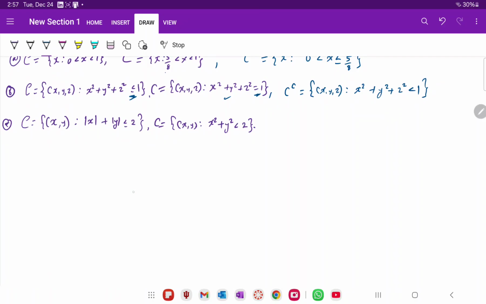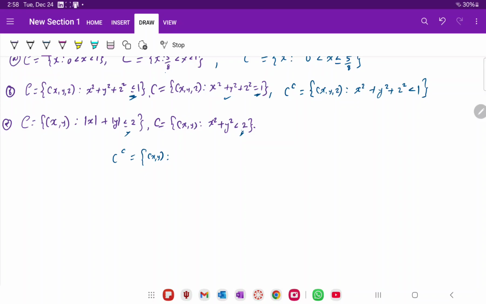Okay, so if we check the last one, we have something like this: a disc with a center at root 2, where we have a diamond at this point. So if we draw the diamond and cut off this part, we are left with the remaining part here. Very tricky, but you just have to be very careful.